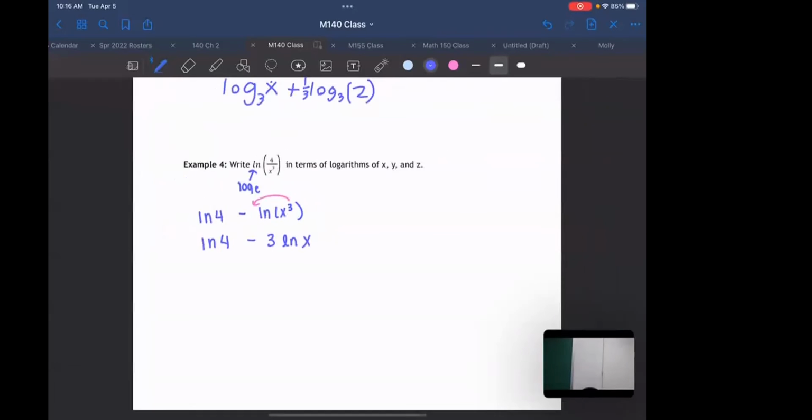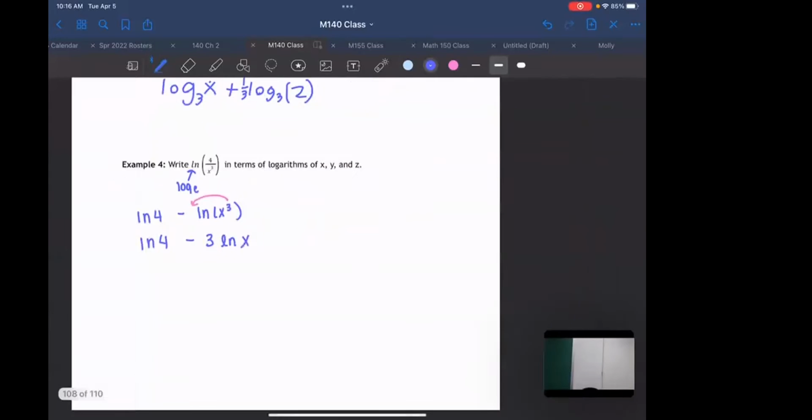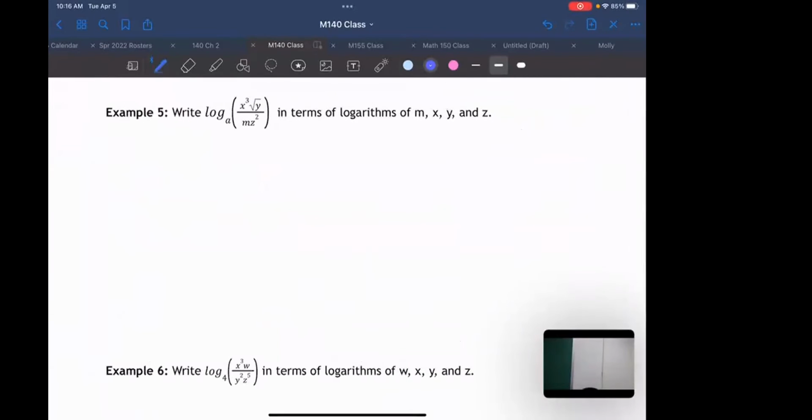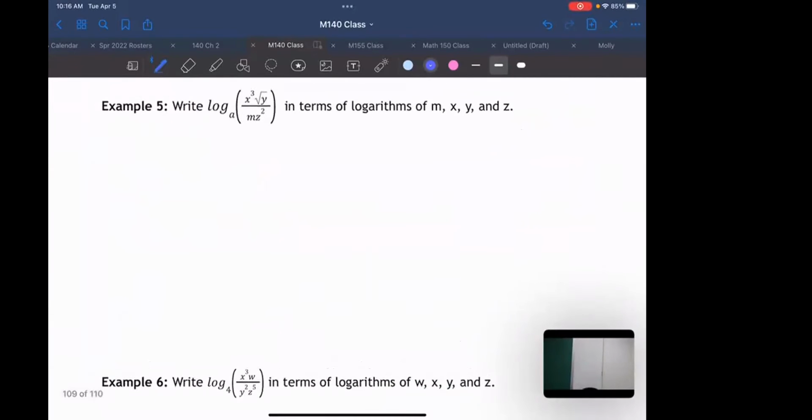All right. So we are going to move on to a more complicated topic. Same thing, but we have a little bit more going on. Now, this is something that might take a little bit too much time to do on a timed test or quiz, but I think there's something very similar to this question on the homework. Okay? So let's go through this one. We have log base a of x cubed square root of y over m z squared. There's multiplication going on, division going on, and exponents and square roots going on, all in the same question.